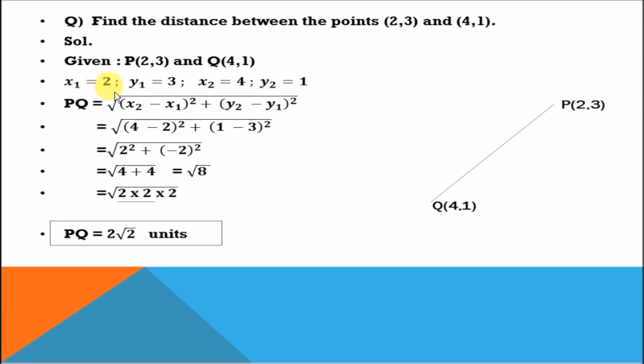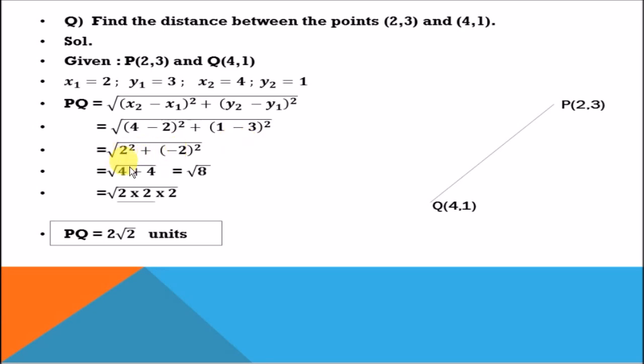x1 equals 2, y1 equals 3, the coordinates of P. 2 is x1 and 3 is y1. And x2 equals 4, y2 equals 1, the coordinates of Q. Now the distance formula is PQ equals under root x2 minus x1 whole square plus y2 minus y1 whole square. Now simply put the values. x2 is 4, x1 is 2, so 4 minus 2 whole square. y2 is 1, y1 is 3, so 1 minus 3 whole square.